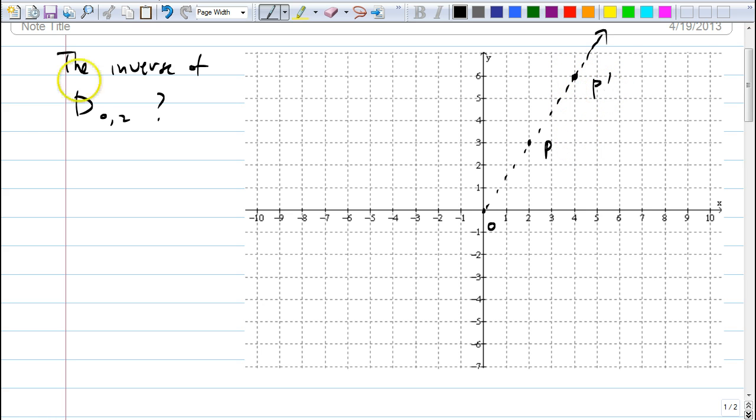Now, whatever our inverse of D of O, 2 is, it has to now get P prime back to P. Does that make sense? That's what inverse does. So, did anybody come up with the inverse? Okay, 2 people, 4. Okay, Michelle, what did your team come up with? Dilation around O, negative, sorry, 1/2. 1 over 2. Okay, anybody have a different answer?